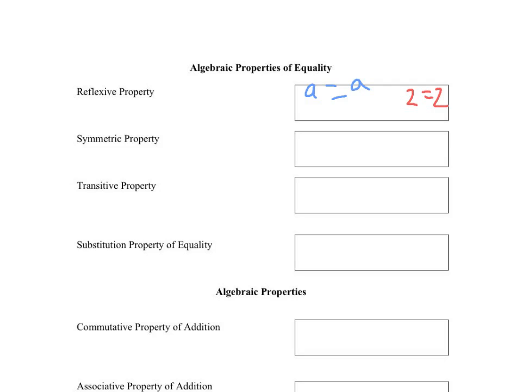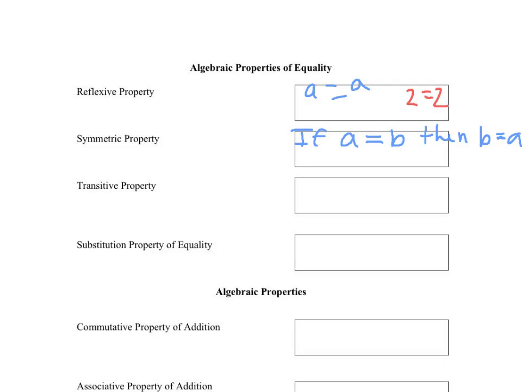Okay? Symmetric property is if I have two things that equal each other. So like A equal to B. Then I can also say that B is equal to A. So reversing the order of how you write your equality doesn't change whether they're equal to each other or not. Okay? So if I say that I'm equal to this trash can, then if I move and it moves, I'm still equal to this trash can. It doesn't matter where I am. Okay?